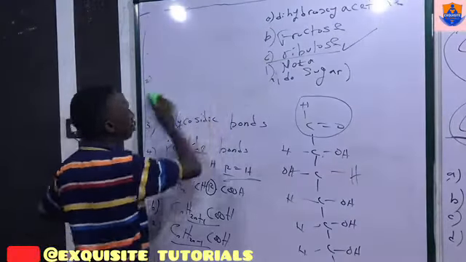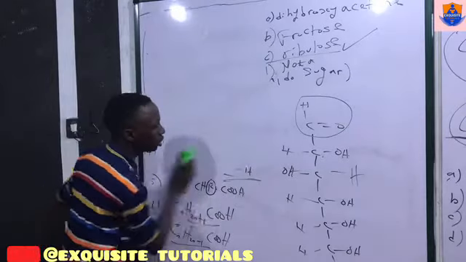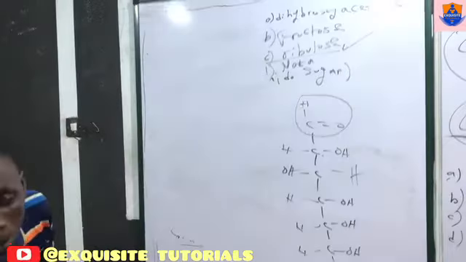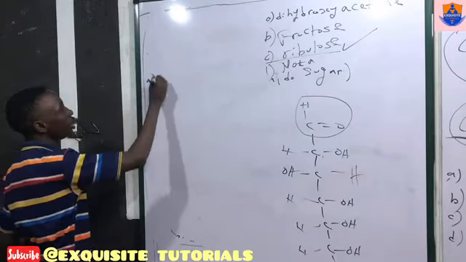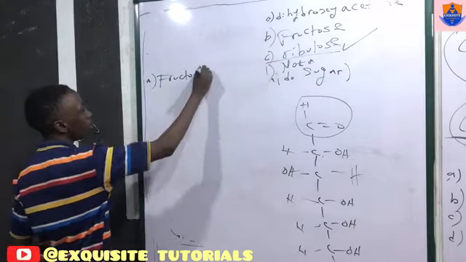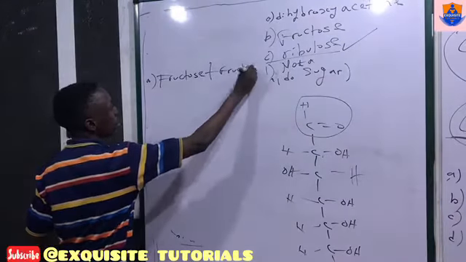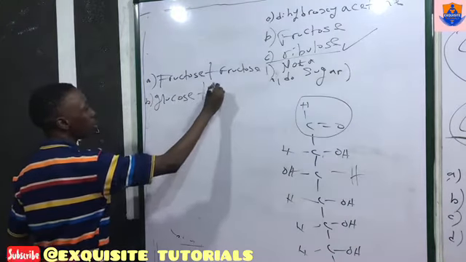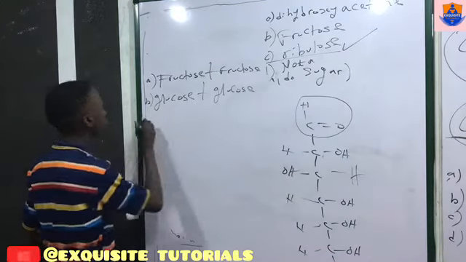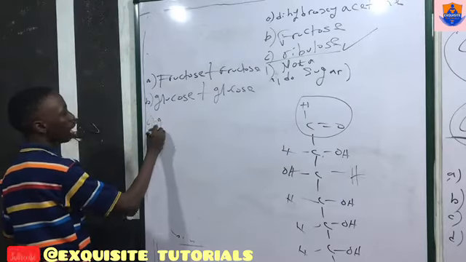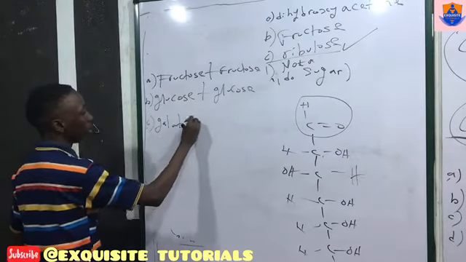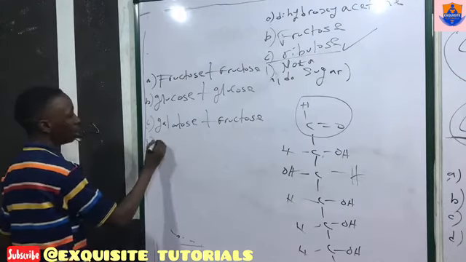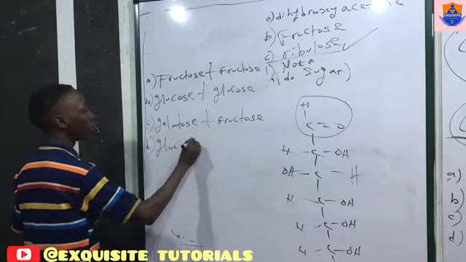Now, another question. Lactose is a combination of what? A, is it fructose plus fructose? B, is it glucose plus glucose? C, is it galactose plus fructose? D, is it glucose plus galactose?